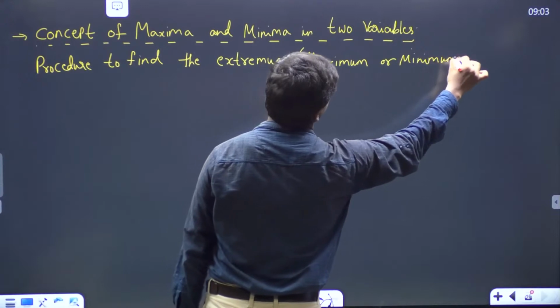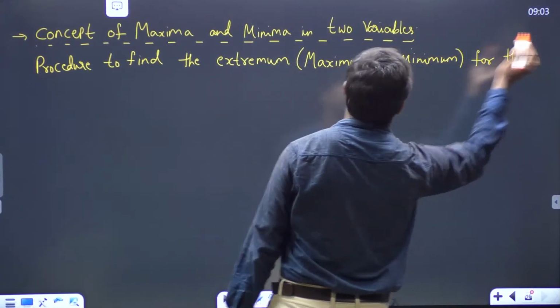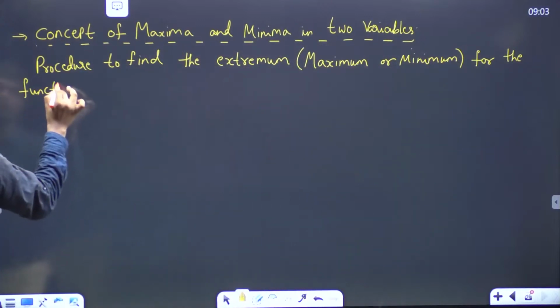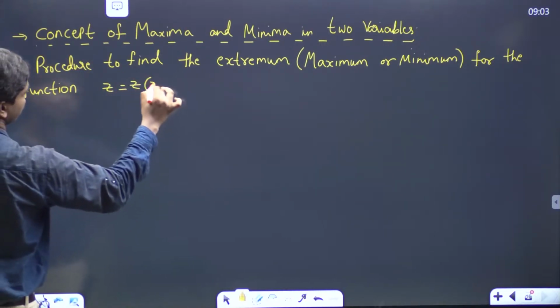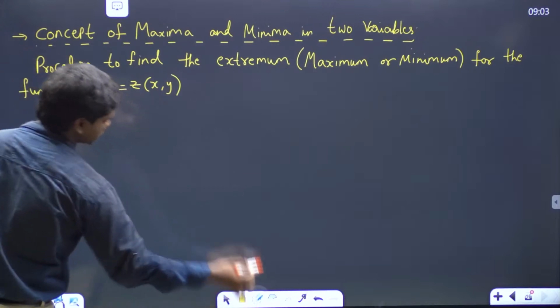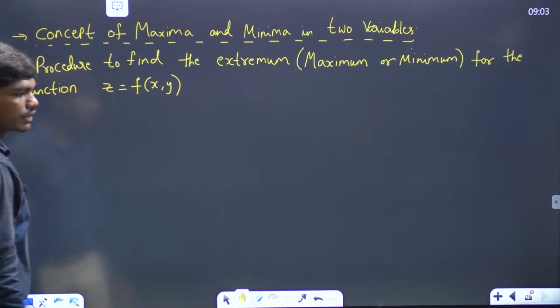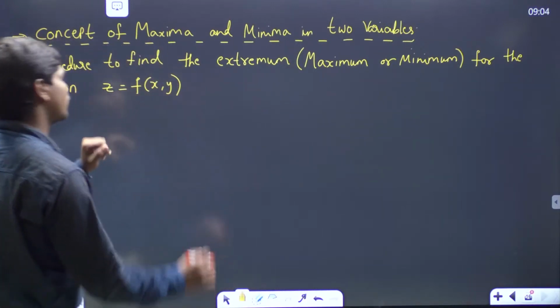Minimum for the function z is equal to z of x comma y, or basically if you are confused you can write f of x comma y as well, doesn't matter. This just represents that this is a function of x comma y. Okay, so z of x, f of x comma y.